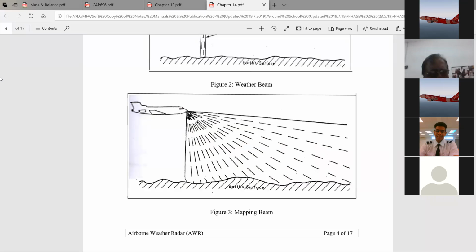You're transmitting a particular beam from the aircraft. You have selected the mapping beam, and the area it covers is very, very large. As such, if the area is very large, obviously the beam is not very strong. The echoes coming back will not be very strong. So map reading can only be carried out with this particular beam up to a distance of 60 to 70 nautical miles only.